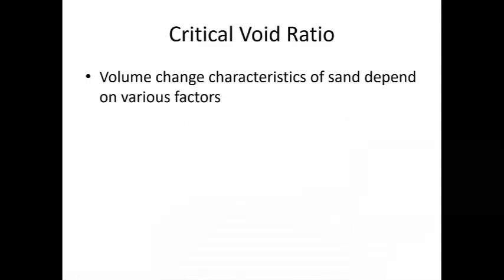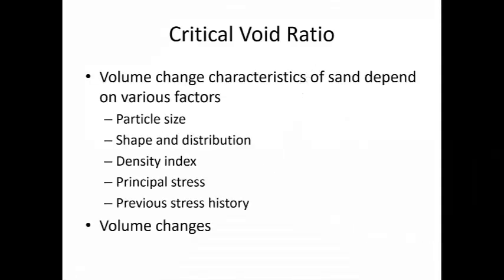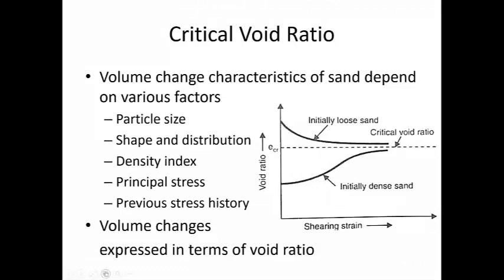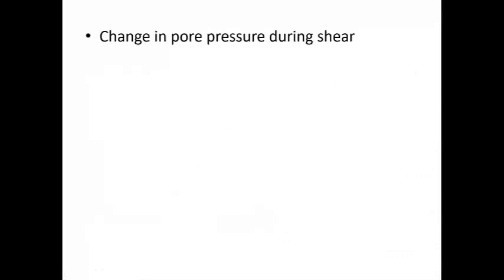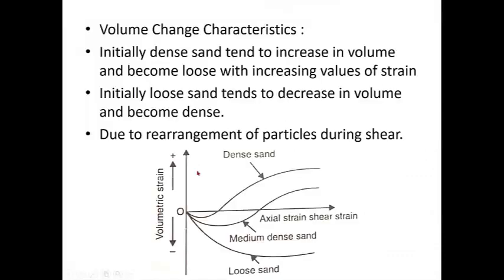Now coming to critical void ratio, if you look at this graph, the volume change characteristics that we saw for sand. Remember this graph? This is the volume change. Loose sand will keep on getting compacted. Dense sand is going to get dilated.